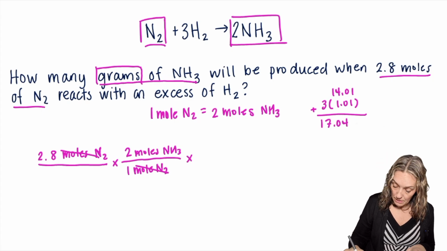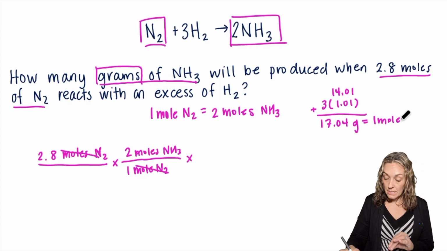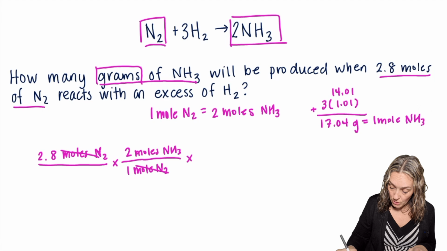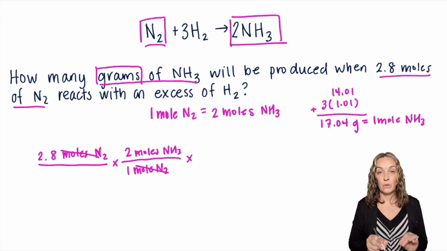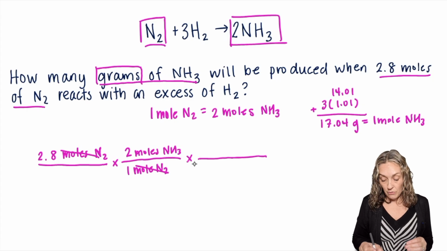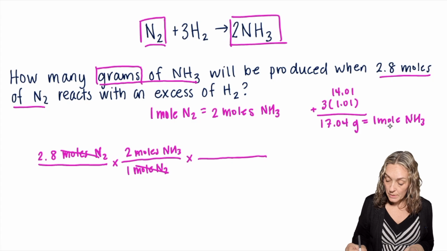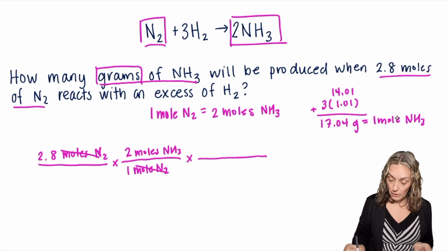Whatever number I get off the table tells me how many grams are in 1 mole. And remember that this is true for NH3. There's 17.04 grams in 1 mole of NH3. Now when I do the next step, I'm just trying to get from moles to grams. And again, the top and the bottom have to be equal values. So since these are equal, one can go on the top and one can go on the bottom.